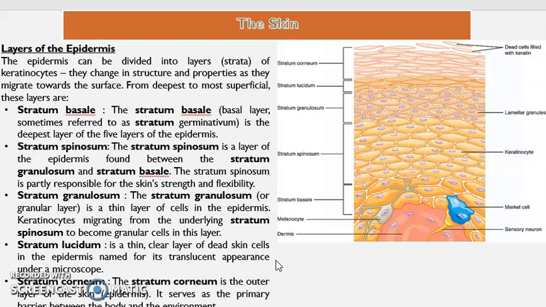Stratum granulosum. The stratum granulosum, or granular layer, is a thin layer of cells in the epidermis. Keratinocytes migrate from the underlying stratum spinosum to become granular cells in this layer. Stratum lucidum is a thin, clear layer of dead skin cells in the epidermis and is named for its translucent appearance under a microscope. Stratum corneum. The stratum corneum is the outer layer of the skin. It serves as the primary barrier between the body and the environment.